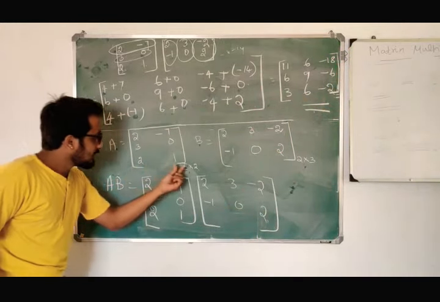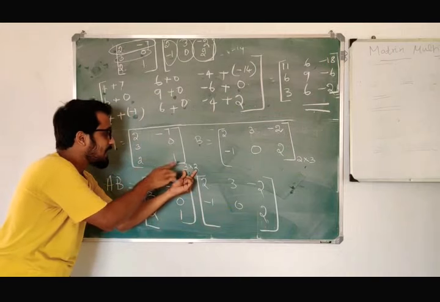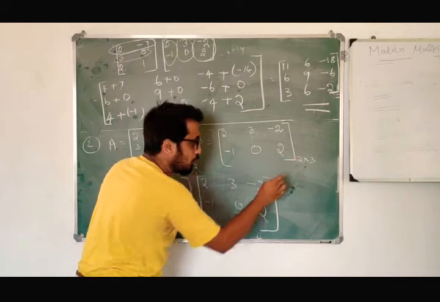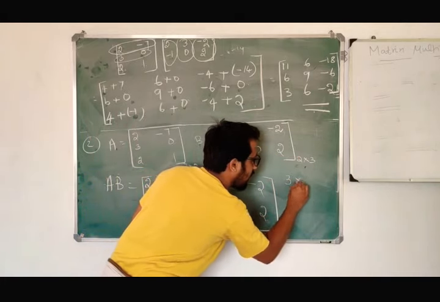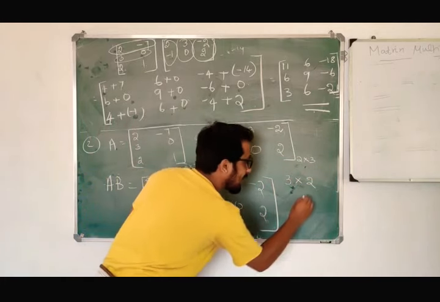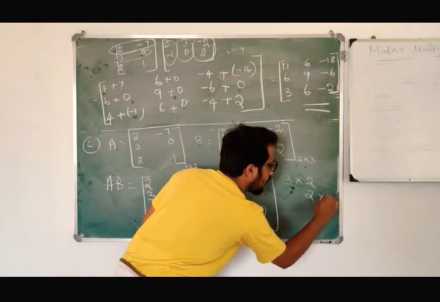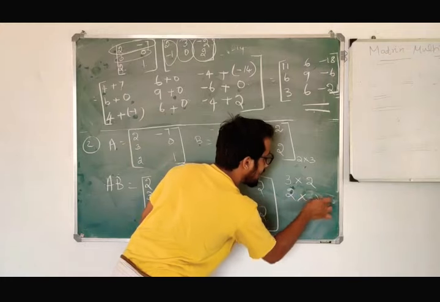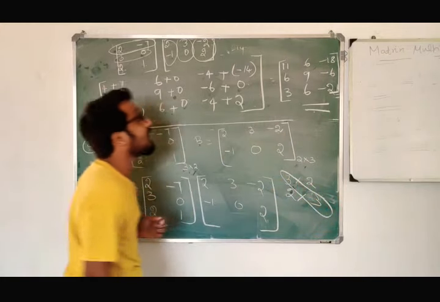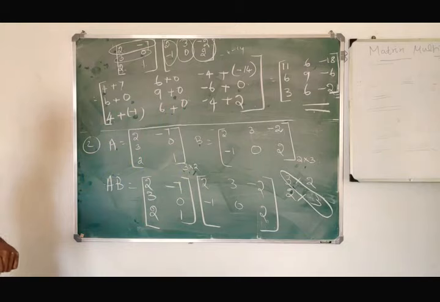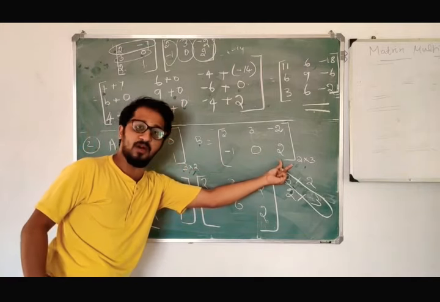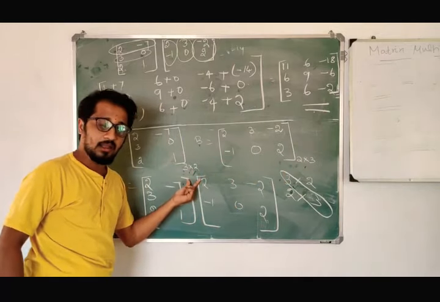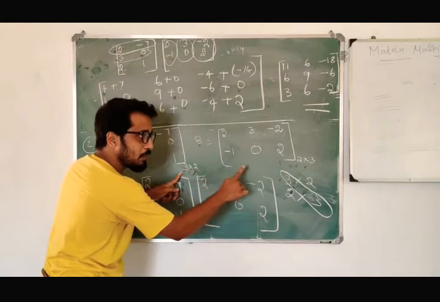Listen here. The first matrix is of order 3 by 2, the second matrix is of order 2 by 3, then the resultant matrix is of order 3 by 3. That means when the orders of the matrices are different, the matrices have to be like this.